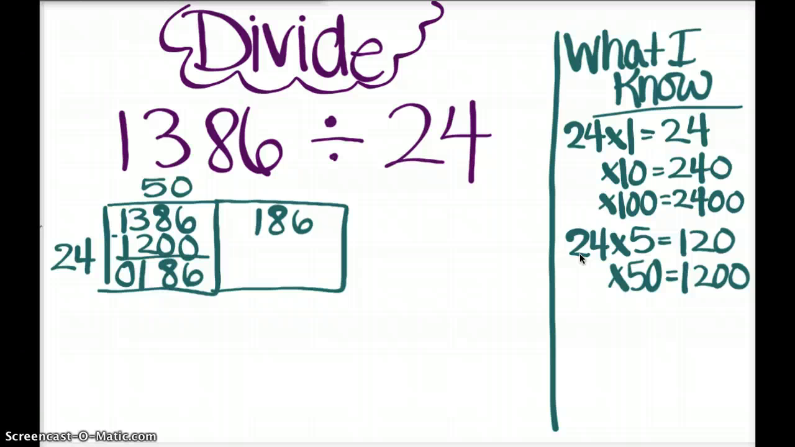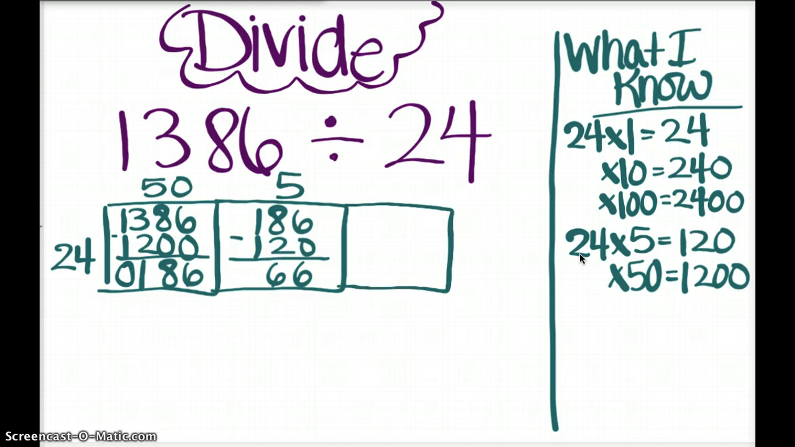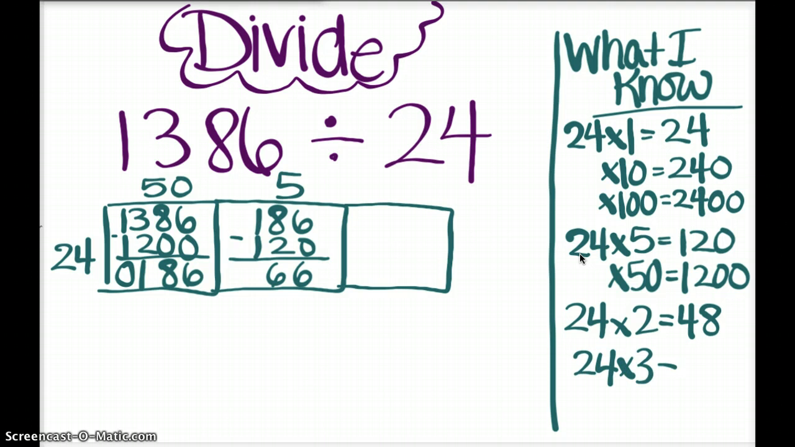So, Brandon, what did you try? I did times 5. Okay, and we already know times 5 is 120. So I'm going to put the 5 up here. And then if I subtract, I am left with 66. Well, let's see how close we can get to 66. I know that 24 times 2 is 48. I know that 24 times 3, if you need to do it over here, that's okay. That's going to be 72. That's too high. So I'm going to go ahead with the 2.